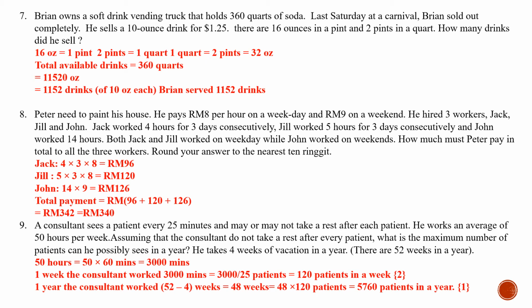Next one, Peter needs to paint his house. He pays RM8 per hour. Most of you got this correct, all right? He hired 3 workers, so you find each worker how much. You add up their total payment. The only part that you all got wrong is round your answer to the nearest 10 ringgit. You didn't do that. So 340 to the nearest 10 ringgit will be 340. Always follow instructions, if not you will lose marks.